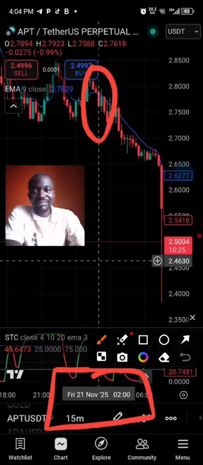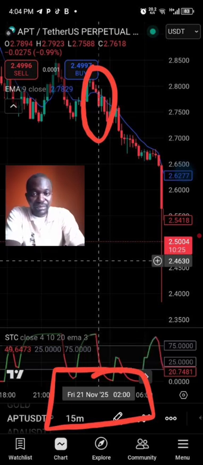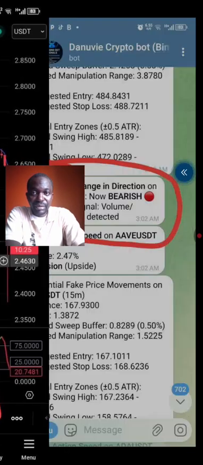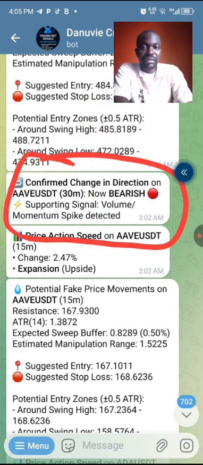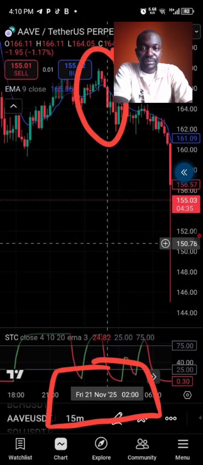As you can see, 60% accurate. The bot sends us the signal, we wait for the candlestick confirmation, and then we enter the trade. And as you can see, the prices are going down. So let's go to the next trade because of our time. Okay, so the next one is AVE. This is AVE USDT. Let's see how this one looks on the charts.